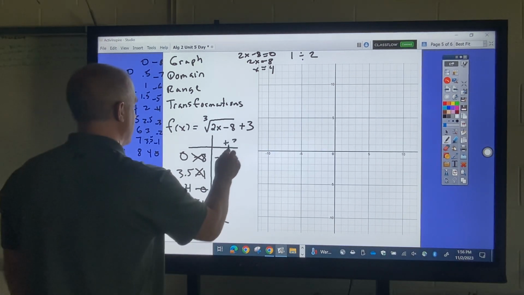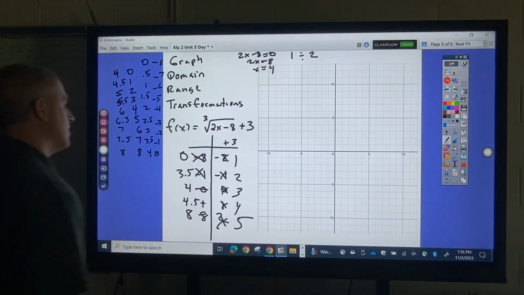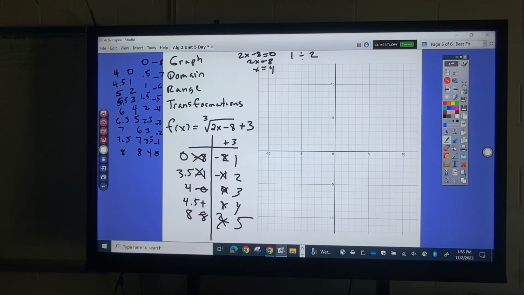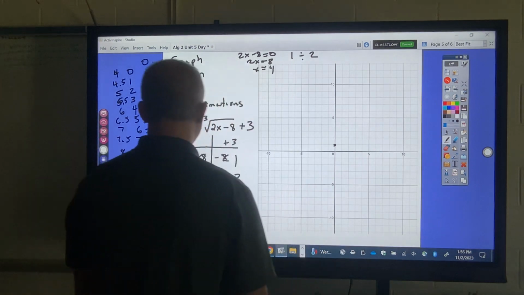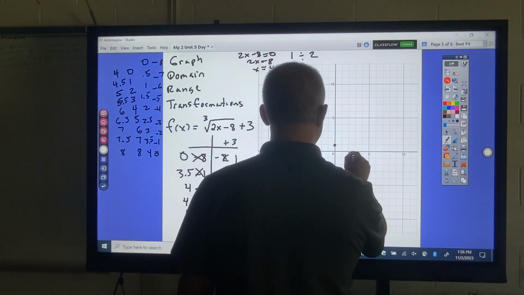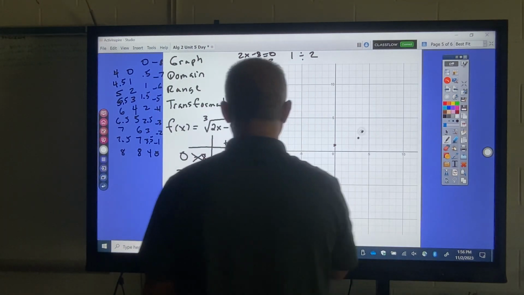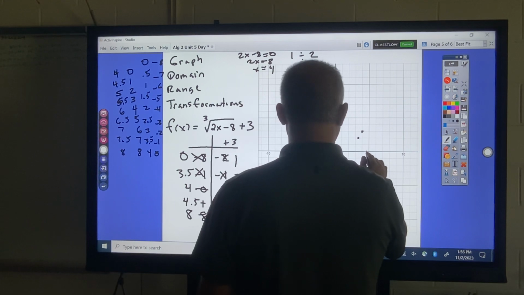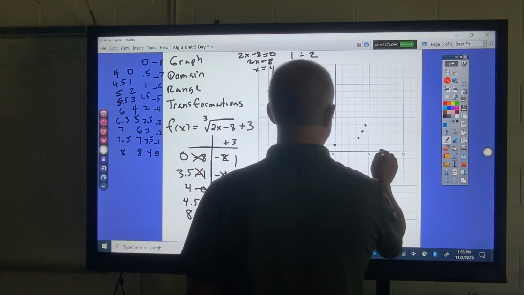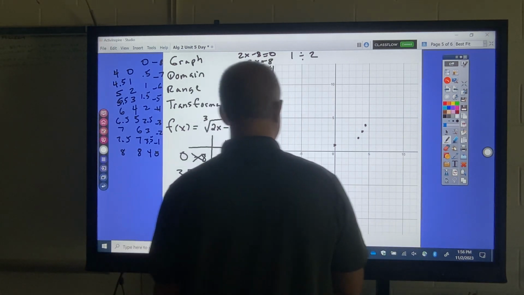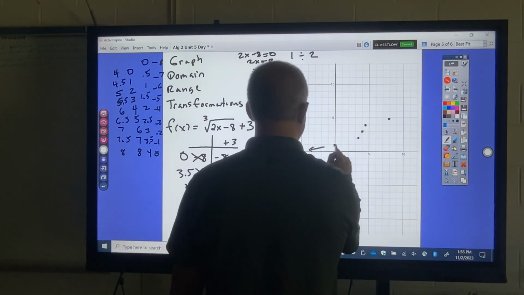All right, so I'm going to add 3. It's going to be 1, 2, 3, 4, and 5. So it's 0 over, 1 up. 3.5 over, 2 up. 4 over, 3 up. 4.5 over, 4 up. 8 over, 5 up. This is what this looks like.